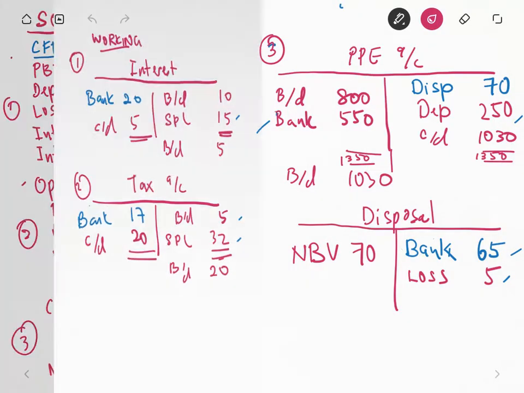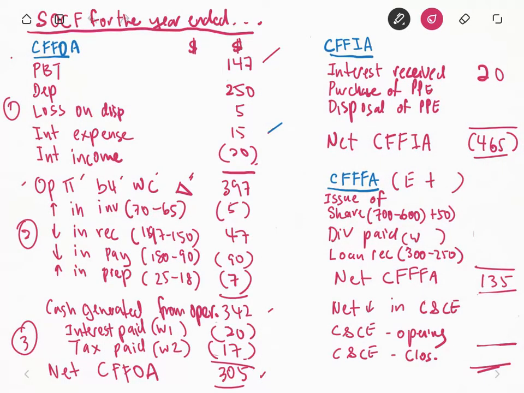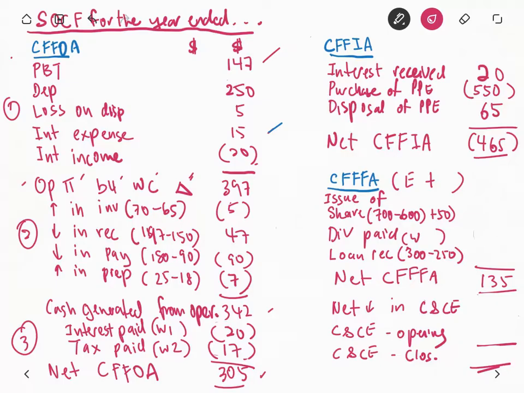I sell 65. Purchase of PPE, I buy 550. Remember bracket. I sell 65. It's an inflow, so no need bracket. So 20, 550, 65. I got a net cash flow from investing activity. Follow the heading, put a net. Done.